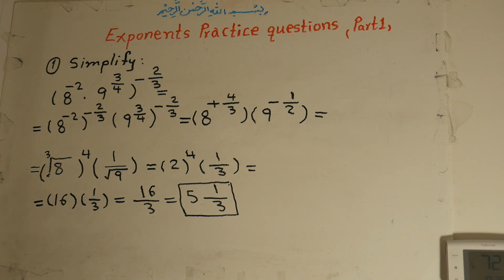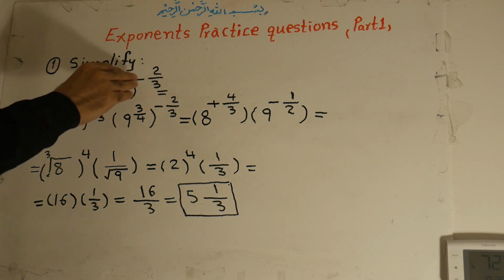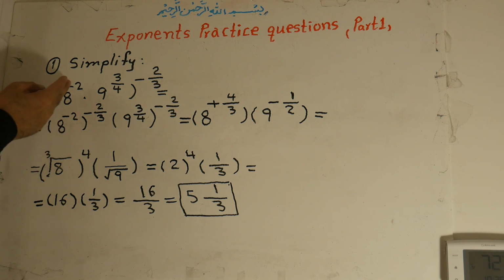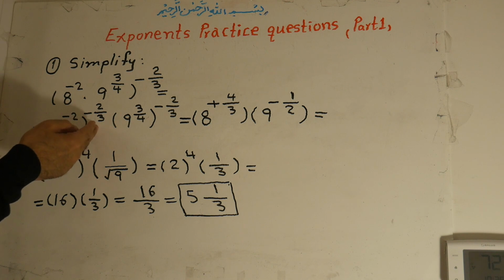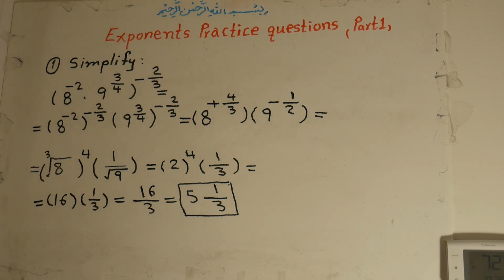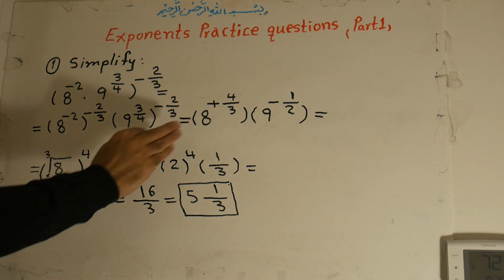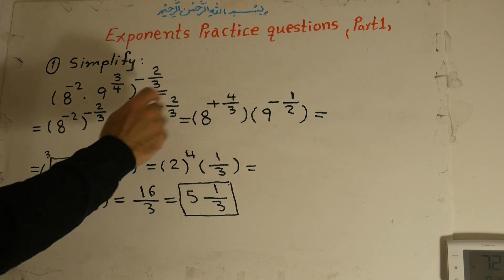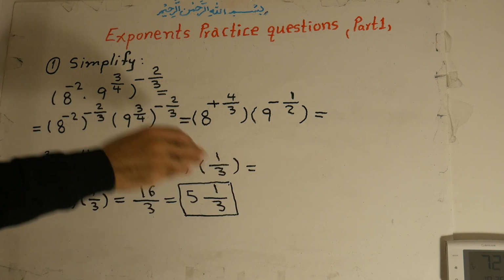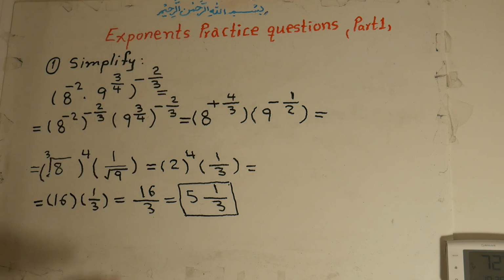I repeat for you, exponents practice questions. Simplify, number 1: 8 to the power of negative 2 times 9 to the power of 3 over 4, all to the power of negative 2 over 3, is equal to 8 to the power of negative 2, all to the power of negative 2 over 3, times 9 to the power of 3 over 4, all to the power of negative 2 over 3. Now we multiply these exponents. 8 to the power of negative times negative is positive, 2 times 2 is 4 over 3, times 9 to the power of positive times negative is negative, 3 cancels with 3 because this is a denominator, 1 over 2.